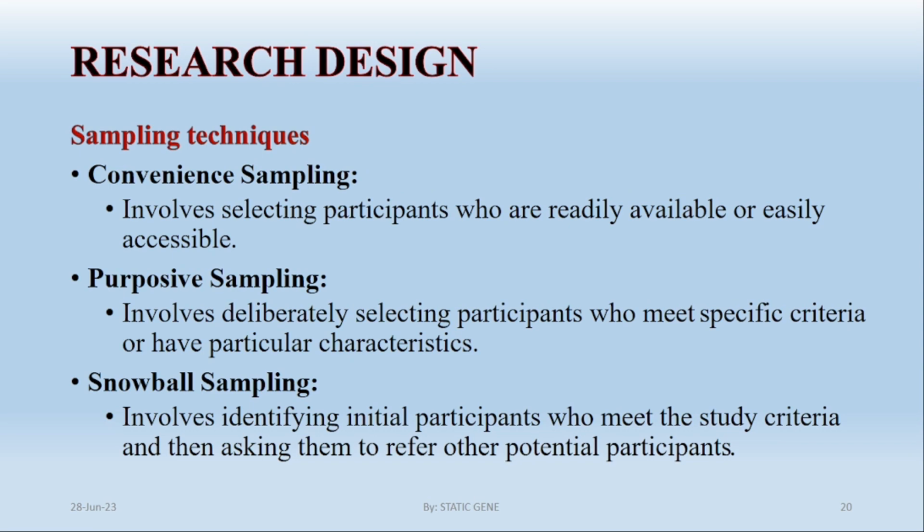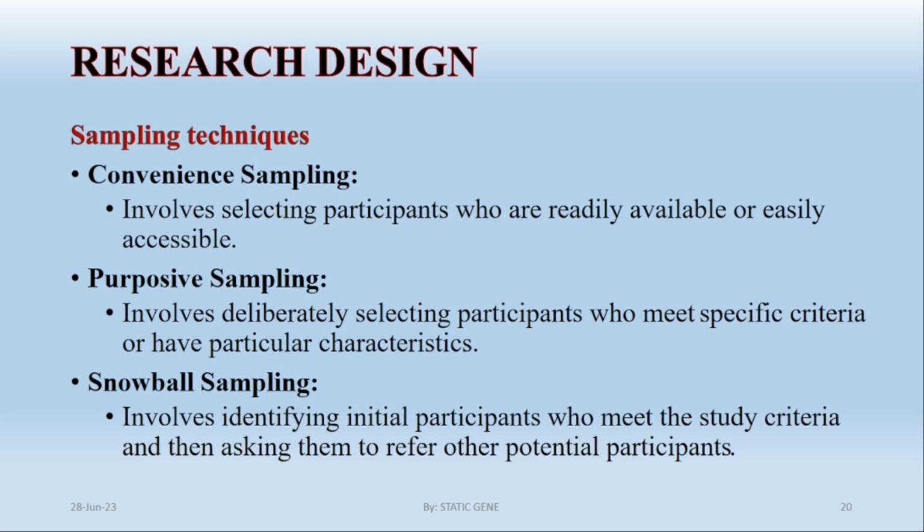Then we have purposive sampling. Purposive, from the word purpose. This is where you deliberately select participants who meet a specific criteria as per your study. So let's say you want to do a study on domestic violence among HIV patients. It is just ideal that you look for HIV patients first, then you can assess domestic violence among them. That would make very logical sense. So in that aspect, that would become purposive sampling.